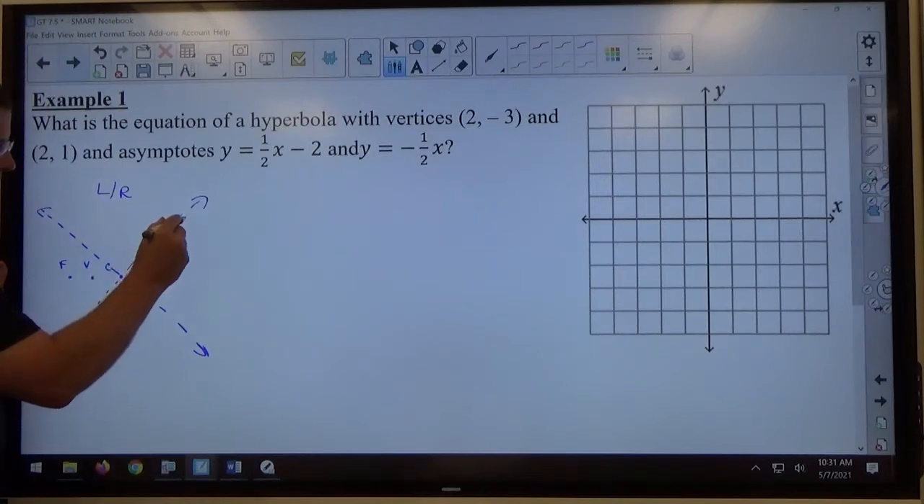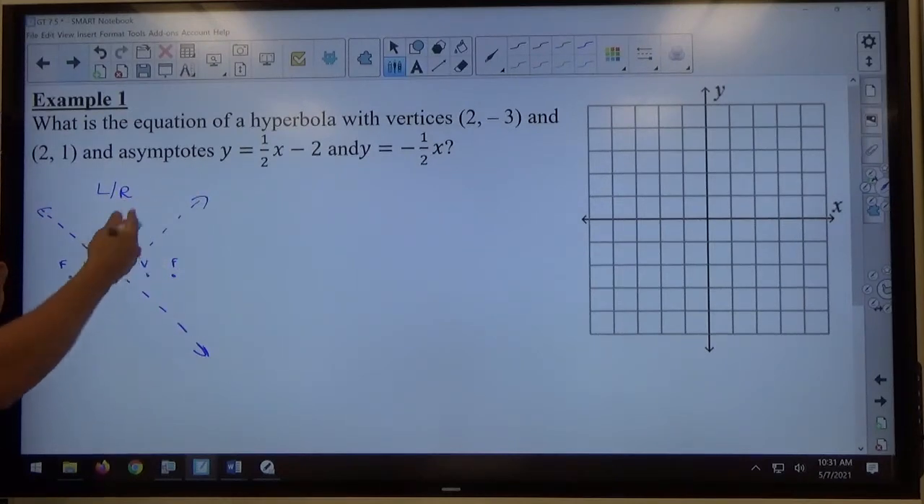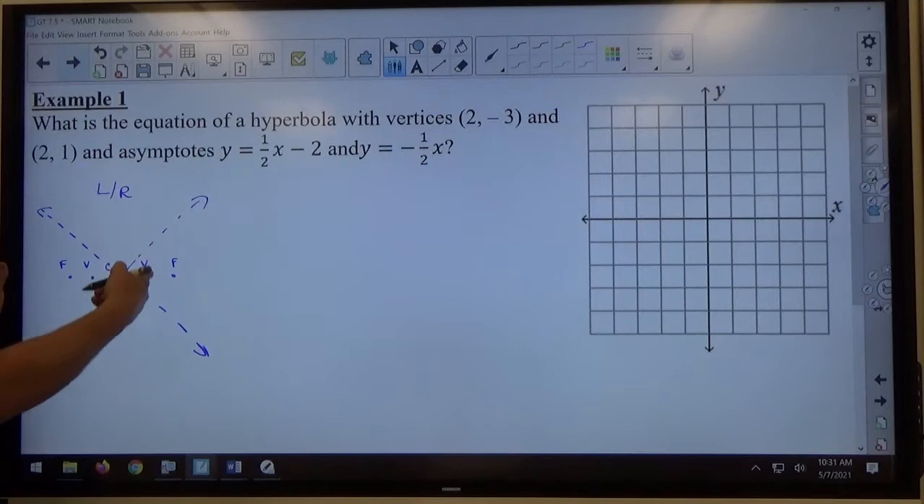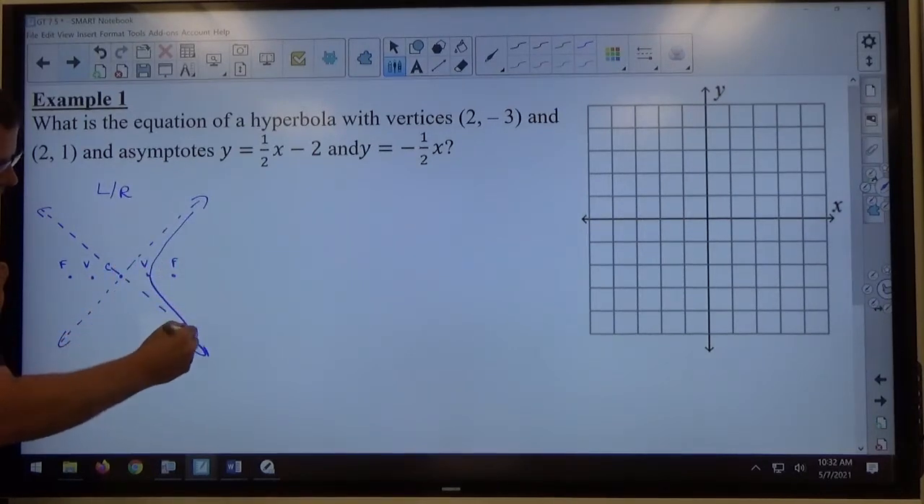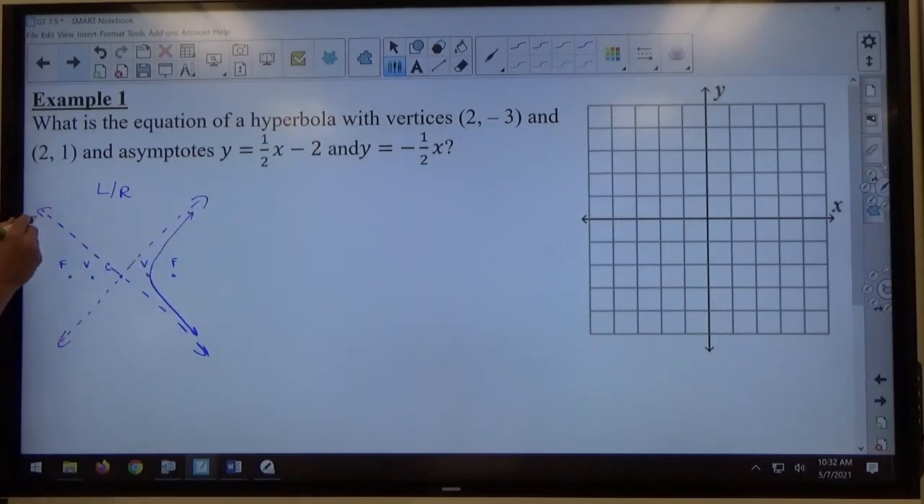And then the asymptotes kind of contain the graph. So it goes to the vertex and hugs along the asymptotes. It's going to go like this, through the vertex like that, and then here through the vertex like that. That's what the graph of a hyperbola looks like.